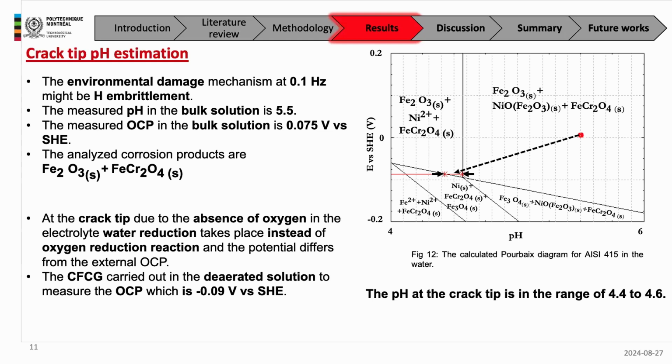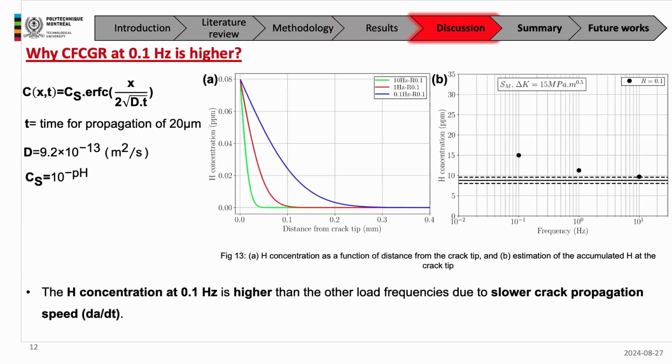Having this pH, we were able to estimate the concentration of hydrogen in the electrolyte that we had. With that, we solved the second Fick's law equation to plot the profile of the hydrogen inside the material from the crack tip towards the inside of the material. What you're observing here is that the hydrogen concentration decreases as we go further away from the crack tip. And the hydrogen concentration seems to be higher at the applied loading frequency of 0.1 hertz compared to the other loading frequencies.